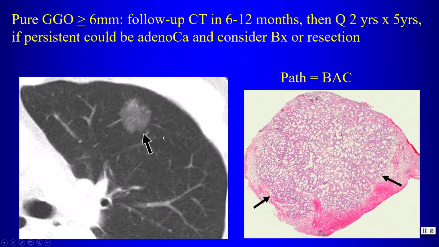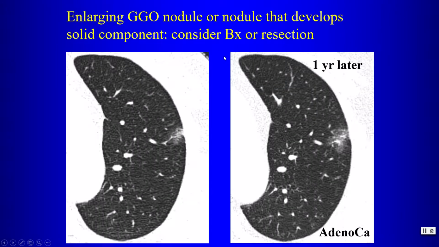Here is another example where we have a large ground glass attenuation nodule, and again this turned out to be bronchoalveolar carcinoma. So the point is that these nodules of ground glass attenuation require longer follow-up, up to 5 years, before we decide that these are benign lesions. If we have a ground glass attenuation nodule that develops a solid component, that should increase your suspicion for malignancy. So here you need to be more aggressive in terms of what we do about the nodule.